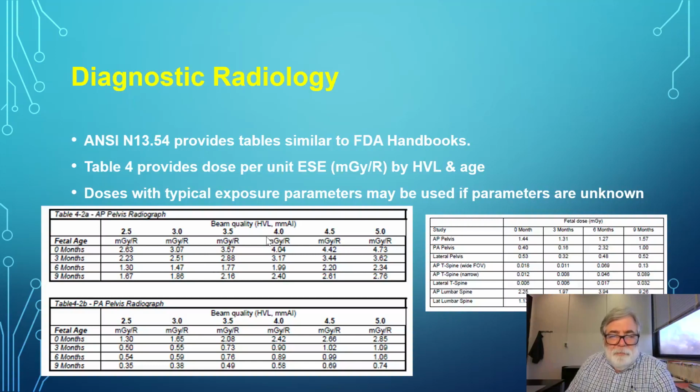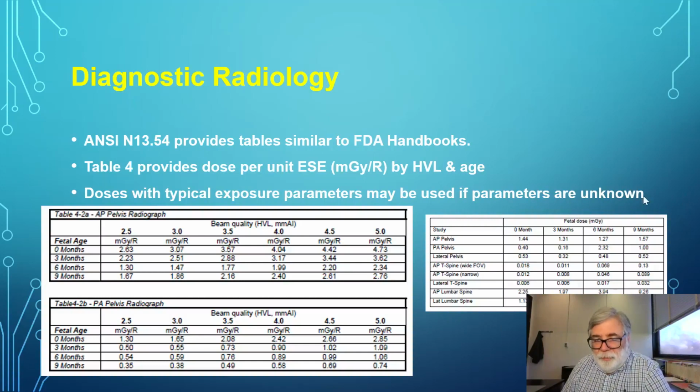I did want to point out that the projection is very important. So this is an AP projection. That's anterior to posterior, front to back. This is a PA of the same kind of image, from the back to the front. And you can see that the dose coefficients are much higher. The dose to the fetus is much higher for one projection than for the other. So at 4 millimeters of aluminum and 3 months, for the AP, front to back, it's 3.17 times the entrance skin exposure. The same thing, PA, is less than 1 per entrance skin exposure. So it's important to pay attention to the details, I guess, is the point.